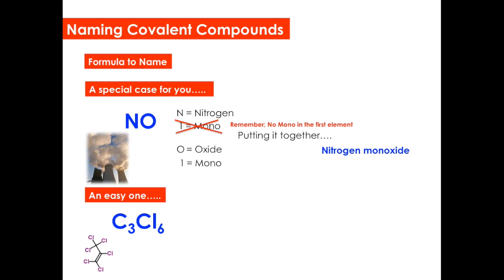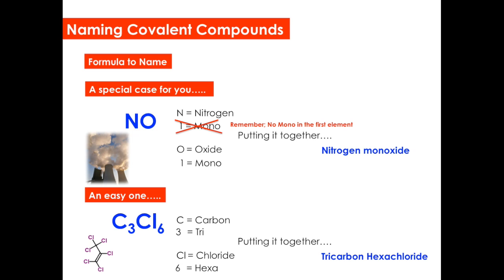An easy one, C3Cl6. C stands for carbon, and 3 is tri. Cl is chlorine, so we change the ending to IDE, that will be chloride, and for 6 we use hexa. And putting it together, our compound will be tricarbon hexachloride.